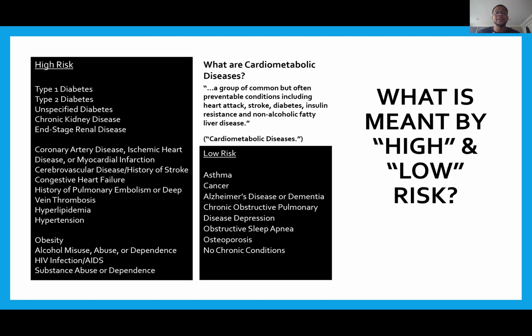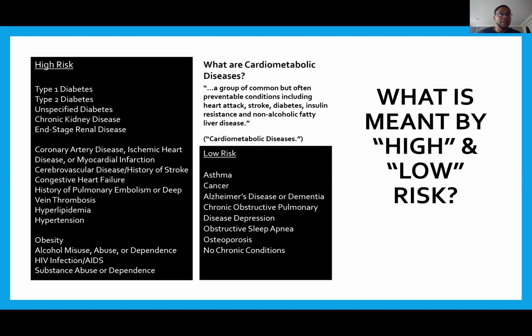It is defined as a group of common but often preventable conditions, including heart attack, stroke, diabetes, insulin resistance, and non-alcoholic fatty liver disease. Based on that criteria, it's a pretty nice umbrella term. Based off of the information that was given in the NHAMCS, I used the diagnoses that they recorded and delineated a clear dichotomized yes or no of high or low risk. Anyone who was high risk had these specific diseases at their ER visit. Anyone who was low risk had the ones listed here.